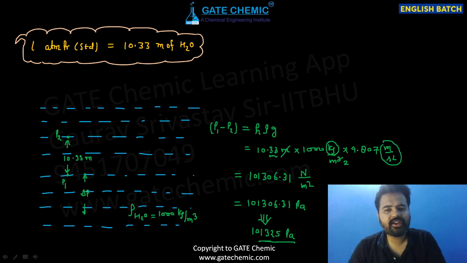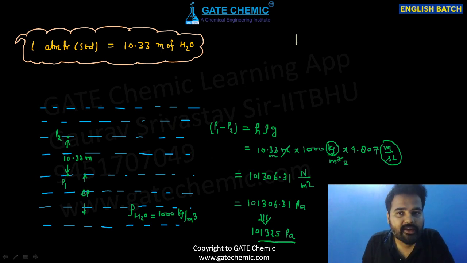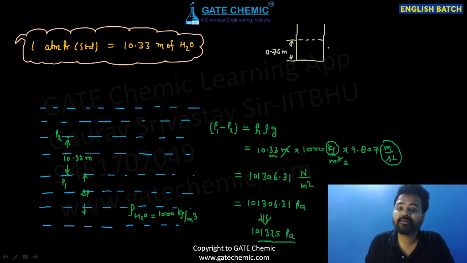Okay. One more thing. Can you tell me, if same thing, I want to do analysis for mercury. That means I am taking mercury in a container, just like this river. And I took height as 0.76 meter. That means 760 mmHg. And if here pressure is P2, here pressure is P1, then can you tell me P1 minus P2 will be how much?